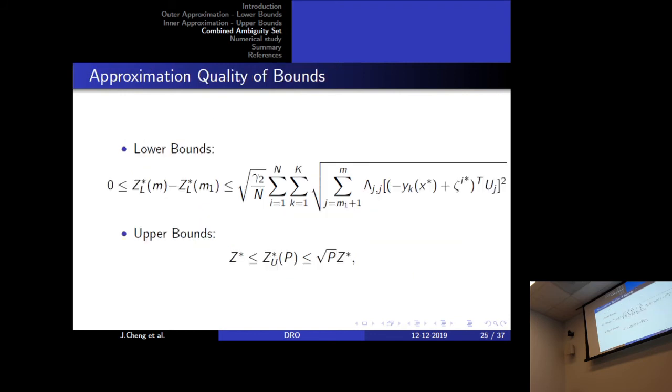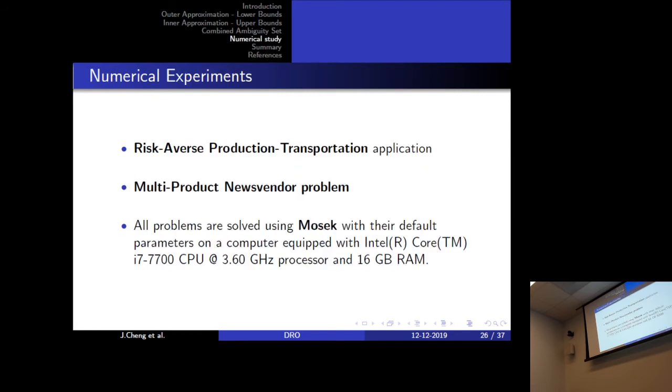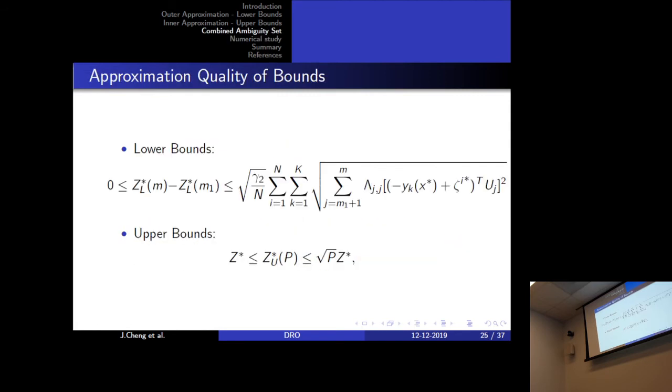So we also have the lower bound. We use the same technique, PCA. Then for the lower bound we have the gap, which is directly controlled by the unused eigenvalues. Same thing. For the upper bound it is also square root of p. The question is, for this combined ambiguity set, is square root p also tight or not?